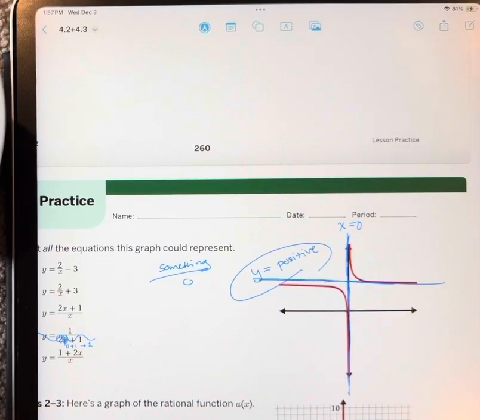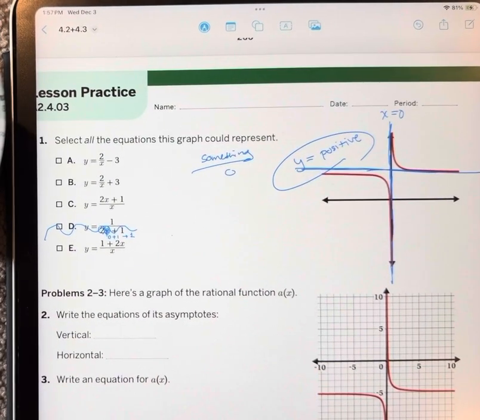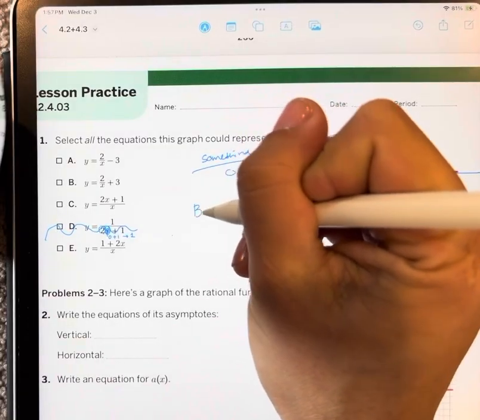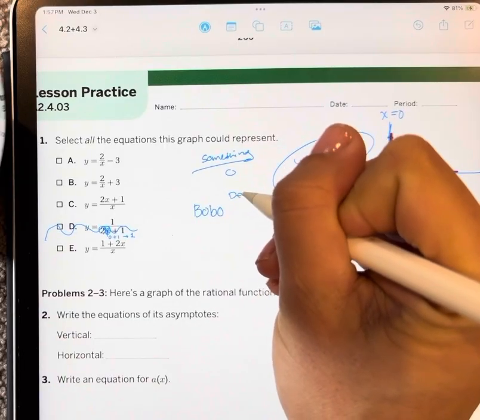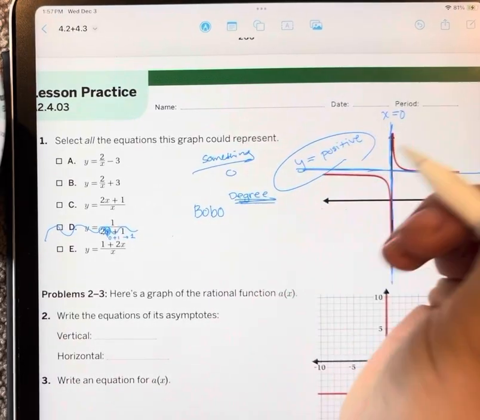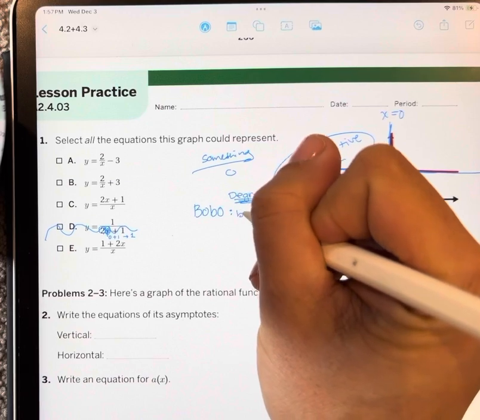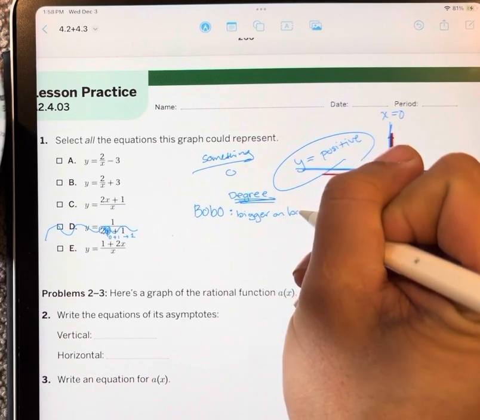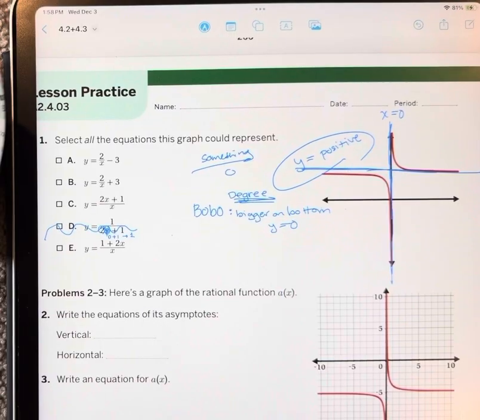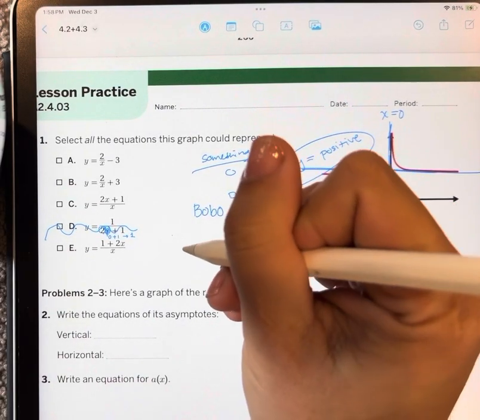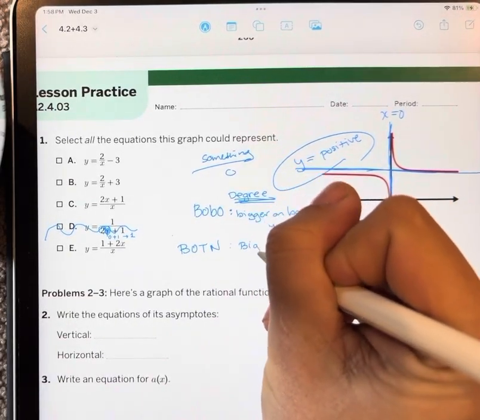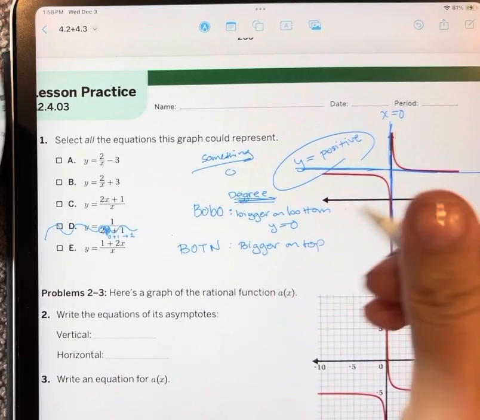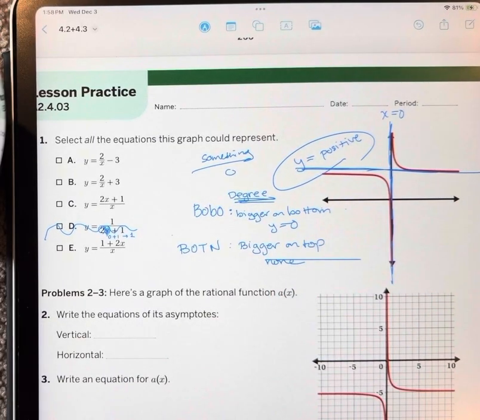Our horizontal asymptote is a positive number, okay? Let's go talk to Bobo Button, you guys. Remember Bobo? Bobo says it wants to know about degree. If the degree is bigger on bottom, then y equals 0 is the horizontal asymptote. If the degree is bigger on the top, then we don't have a horizontal asymptote, okay?